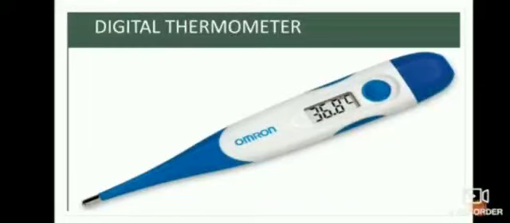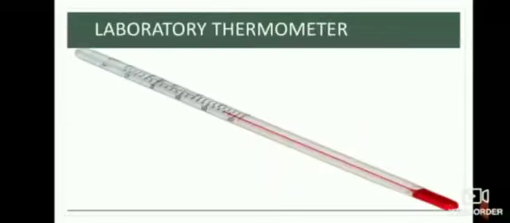Now let us try this. Measure the temperature of a person with the clinical and digital thermometers. Are the temperature readings same or different? Explain your observations. How to measure the temperature of other objects? To measure the temperature of other objects, there are other thermometers. One such thermometer is known as the laboratory thermometer.